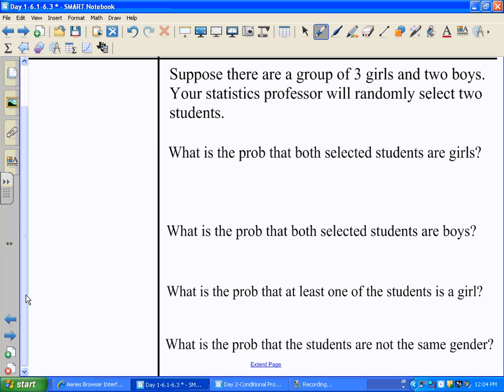So I'm going to say first selection or first pull. Does that make sense? My first selection or my first pull is 3 out of 5.